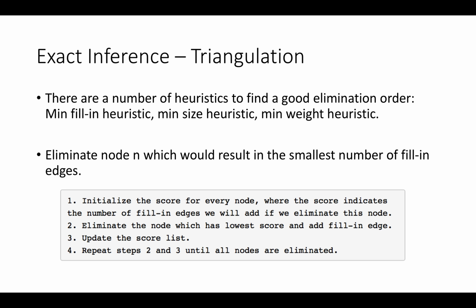There are a number of heuristics to find a good elimination order, such as the min fill-in heuristic, min size heuristic, and min weight heuristic. I chose the min fill-in heuristic in my project. The idea is to eliminate the node n which would result in the smallest number of fill-in edges. Here is the pseudocode.